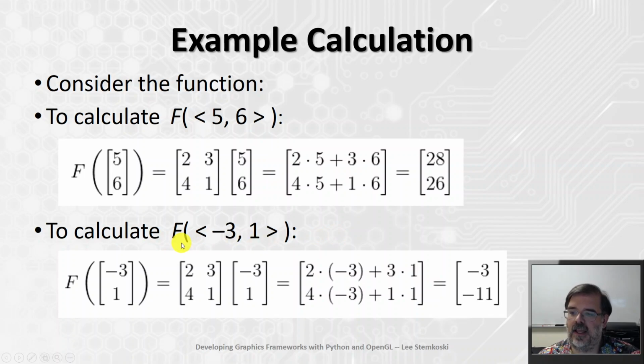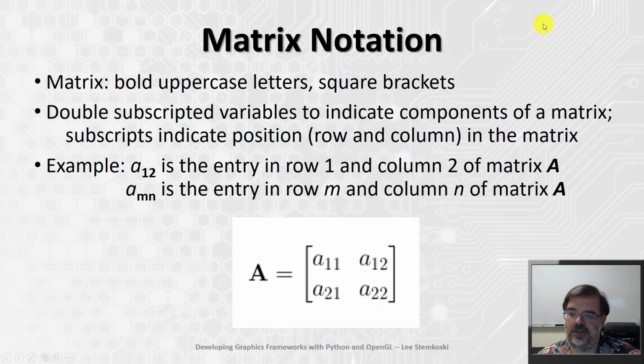Similarly, here's another calculation. If you want to see how the function f transforms the vector negative 3, 1, again, you just perform a similar calculation. And so linear transformations transform vectors into other vectors. Now, just as before we've talked about vector notation, we should say a little bit about matrix notation. Generally, we'll represent a matrix with a bold uppercase letter, and we'll enclose the values in a set of square brackets. Unlike a vector, which is a list of numbers where we use single subscripts, for a matrix, since it's a grid of numbers, we'll often use double subscripts to indicate each component of the matrix.